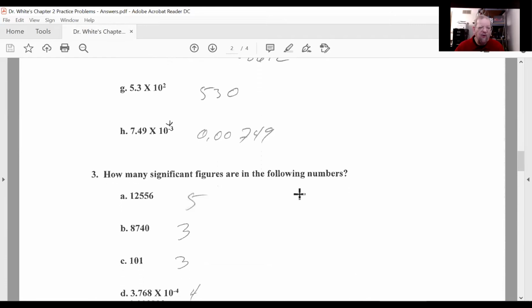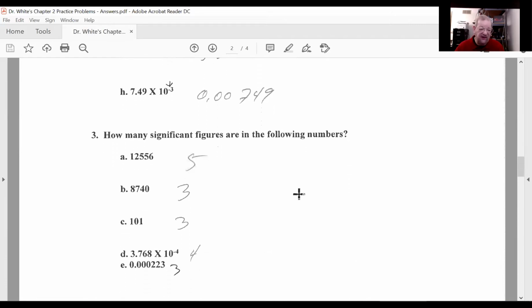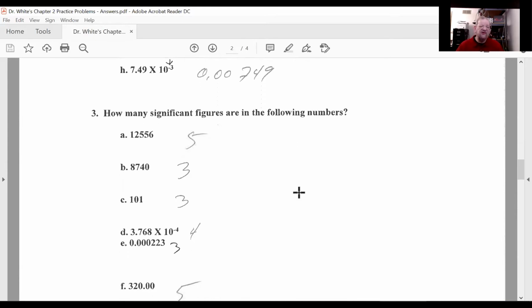Now, an important part of science, especially chemistry, is significant figures. And that's a measure of how accurate a measurement is. The more significant figures, the more accurate the measurement. But when you do multiplication, division, addition, and subtraction, you have to consider significant figures. Well, the first thing you have to do is know how to determine how many significant figures are in a number.